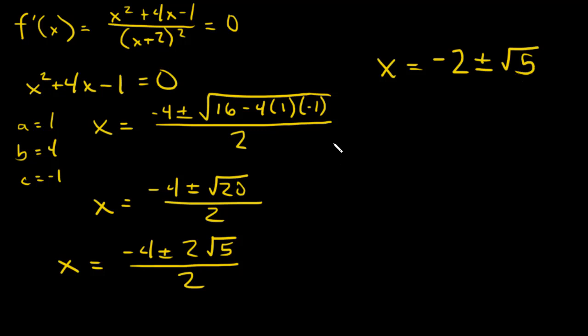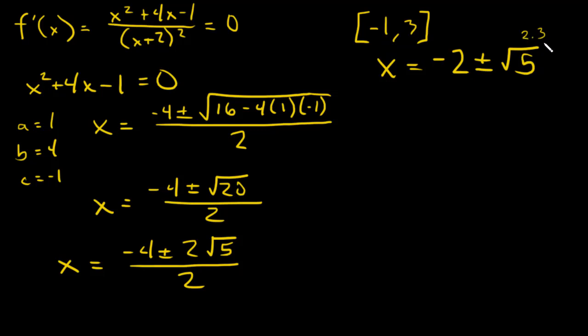Alrighty? Now, if I look at my interval that I was supposed to be looking for a value that had a 0 slope in, it was from negative 1 to 3. Okay? Now, negative 2 minus root 5, and root 5 is, I'm just estimating, maybe 2.3, 2.2, no idea, something like that.